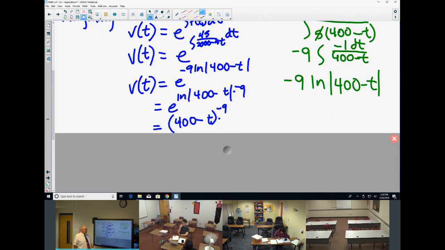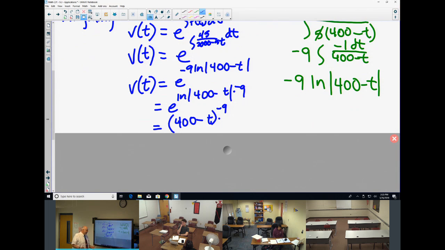All right? Now, where did the absolute value signs go? Well, in the problem, the 400 minus t, t is going to be less than 400 because I'm losing 5 gallons per minute. And so after 400 minutes, I wouldn't have anything left. So this has to be positive, so I can drop the absolute value signs. Okay? So that's the v of t.